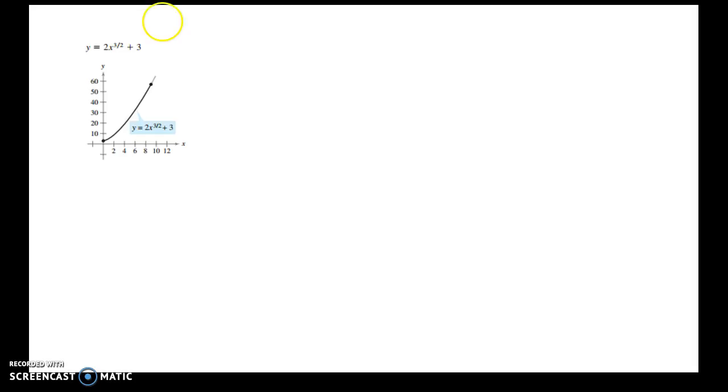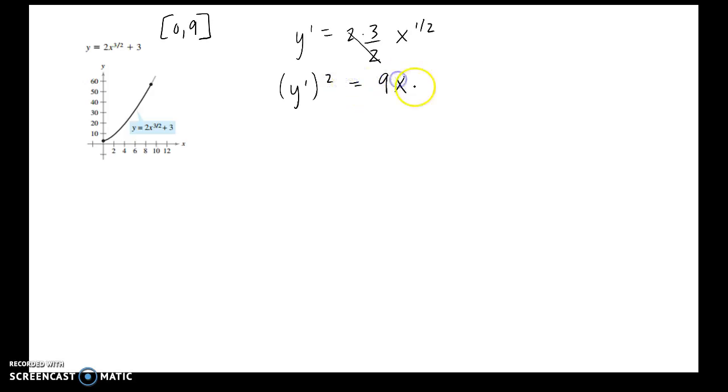So now we're looking from 0 to 9, okay, and these graphs are in your book, so you don't have to worry about sketching the graphs. You'll get these with your homework. y prime is 2 times 3/2, x to the 1/2, plus 0. So when I square that, I get 9x. Add 1. So then the arc length would be the integral from 0 to 9 of the square root of 9x plus 1.